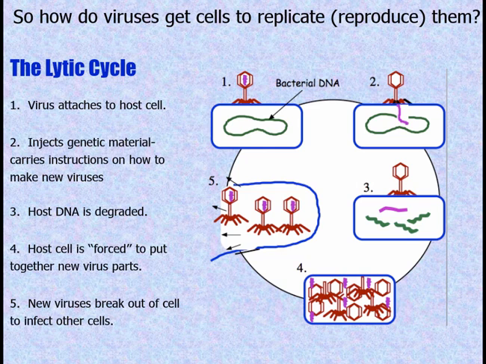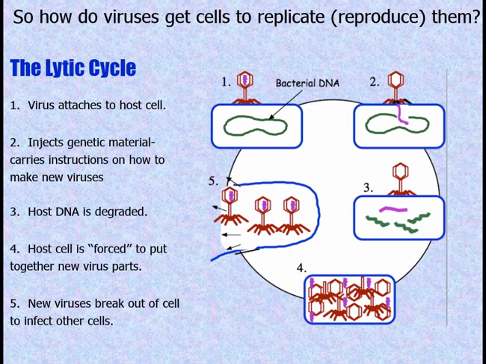So step number one, you see the spider, the virus, sitting on the bacteria. So the virus attaches to the host cell. In step number two, the virus injects its genetic material. In a human cell, it would actually enter the entire cell, but for a bacteria, it's just going to inject its DNA. Step number three, the host cell's DNA is degraded. So notice the green DNA is breaking apart. That belongs in the bacteria. It's falling apart.